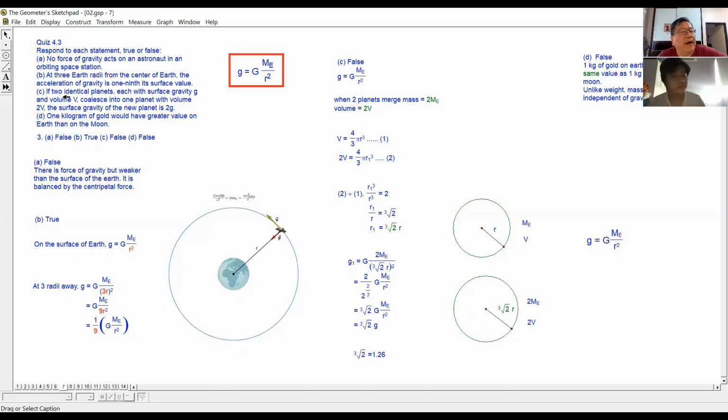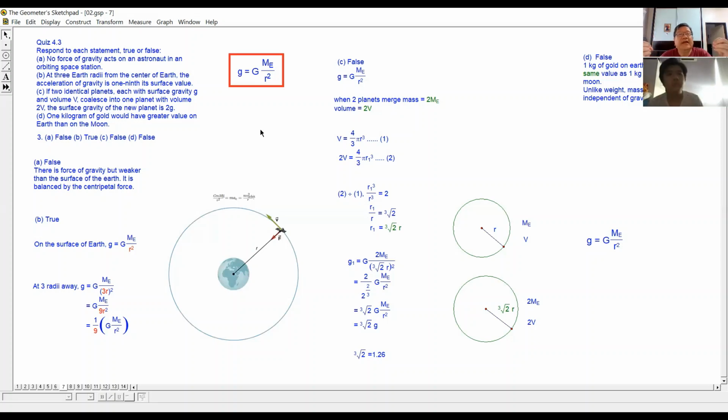Then we look at two identical planets. Two identical planets, each with surface gravity g and volume v, coalesce into one planet with volume 2v and surface gravity of the new planet is 2g. It means there are two identical planets, not Earth, but the condition is similar to that of the Earth.